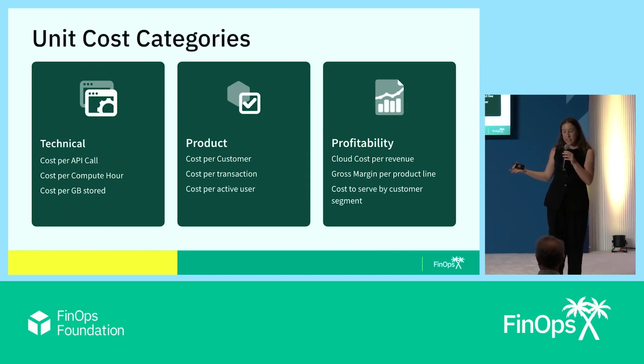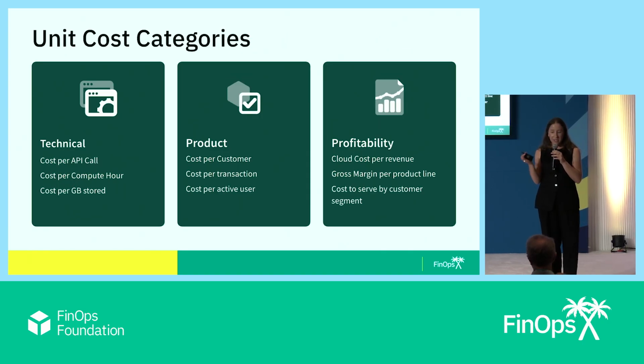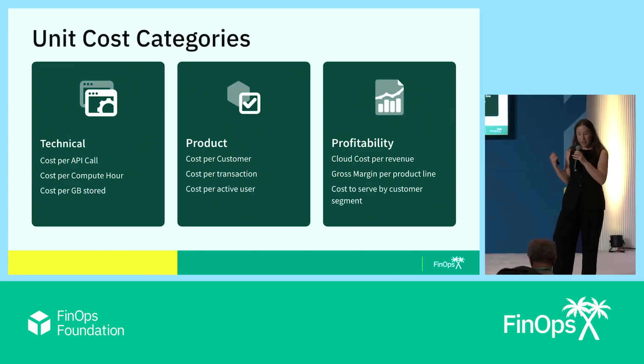Again, we can extend unit costs further. We can put them into different categories and see that link between them. So technical is similar to what we had in the engineering space, but could translate that into cost per API call or compute hour.